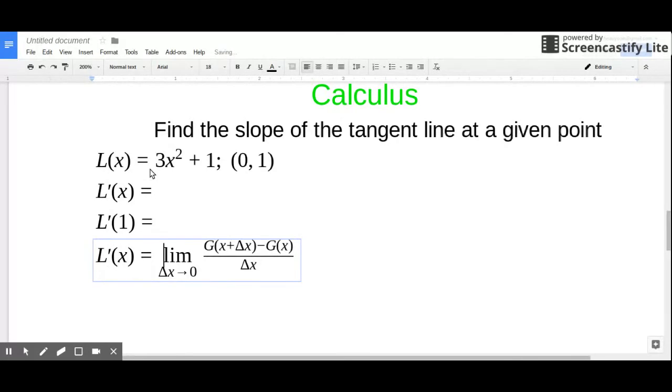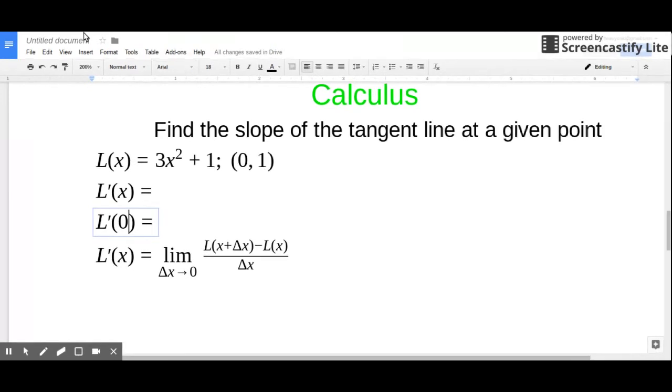We'll name it L. Go here, change a few of these. Just showing you that you can name your function anything you want. Okay, so we're going to have to find the derivative first. And then once we get the derivative, then we're going to plug in 0, the x-coordinate, to find out what the slope of the tangent line is at the point 0, 1.